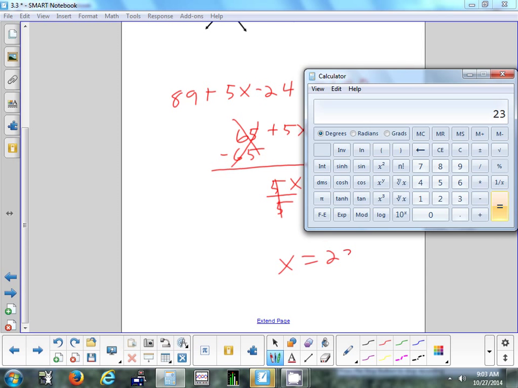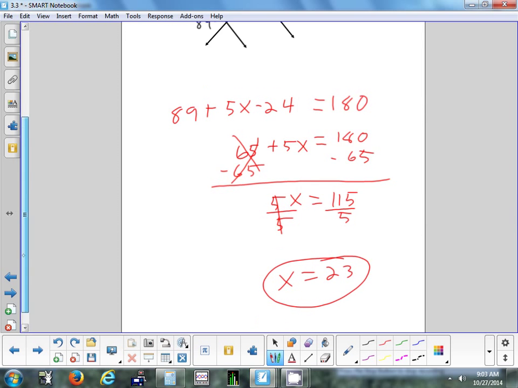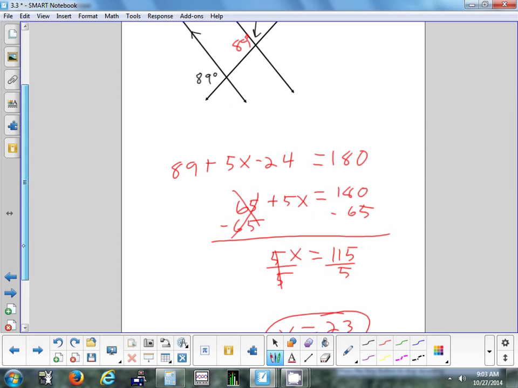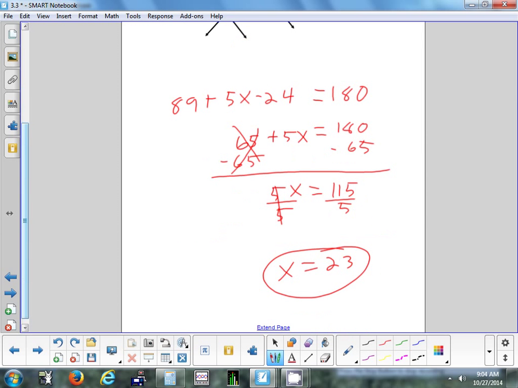So x is 23. Now, what if I asked you, how big is this angle? What would you do with the 23? You could just plug it in for x. Do 5 times 23 minus 24. But in this case, I just wanted you to find x, and we've done that.